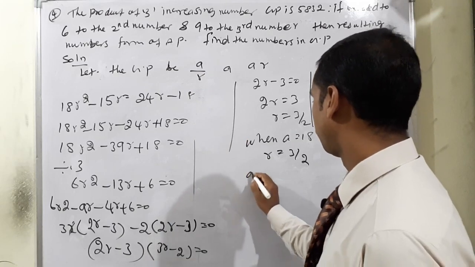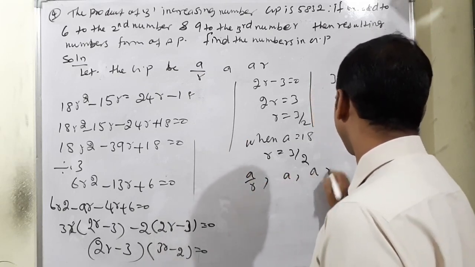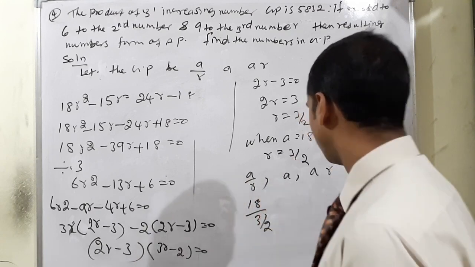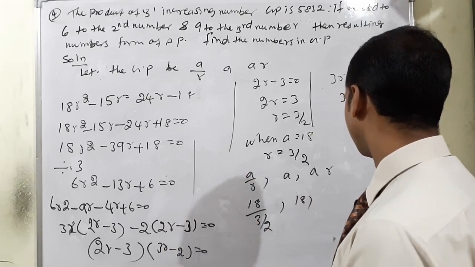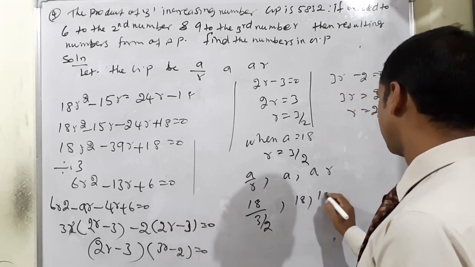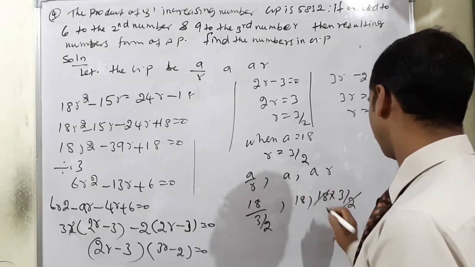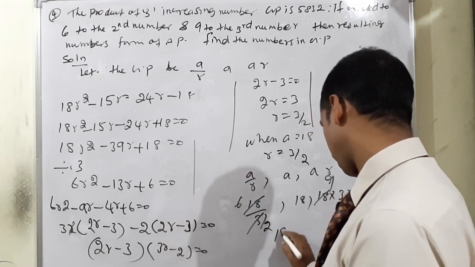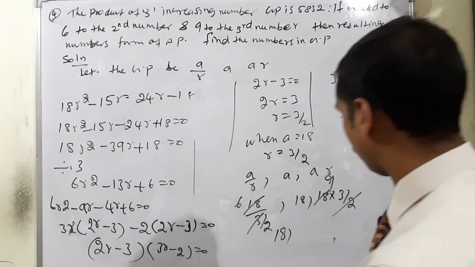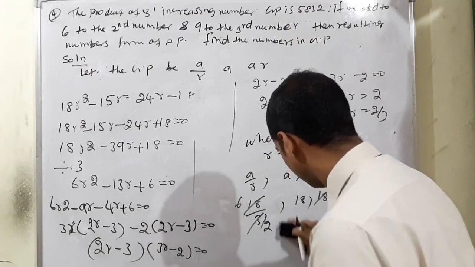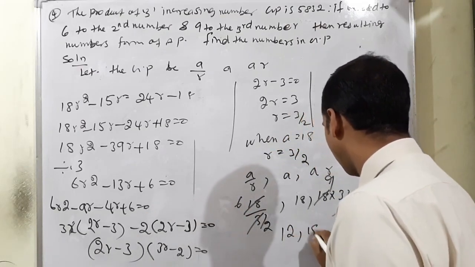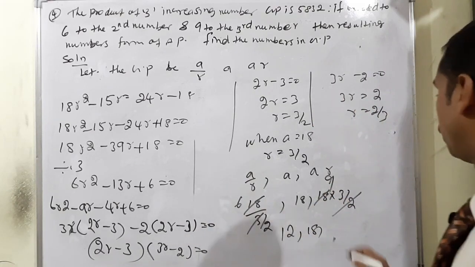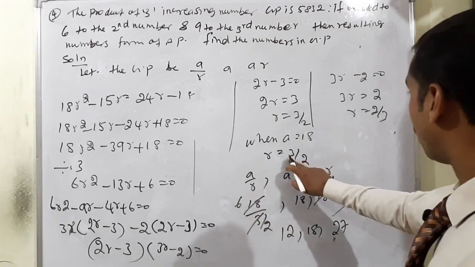The terms in the geometric progression are A by R, comma, A, comma, AR. A by R is 18 divided by 3 by 2, then A means 18, comma, AR means 18 into 3 by 2. 2 nines are 18, so 9 times 3 is 27. 18 divided by 3 by 2 is 18 into 2 by 3, 6 times 2 means 12. So 12, comma, 18, comma, 27. This is when R is equal to 3 by 2.